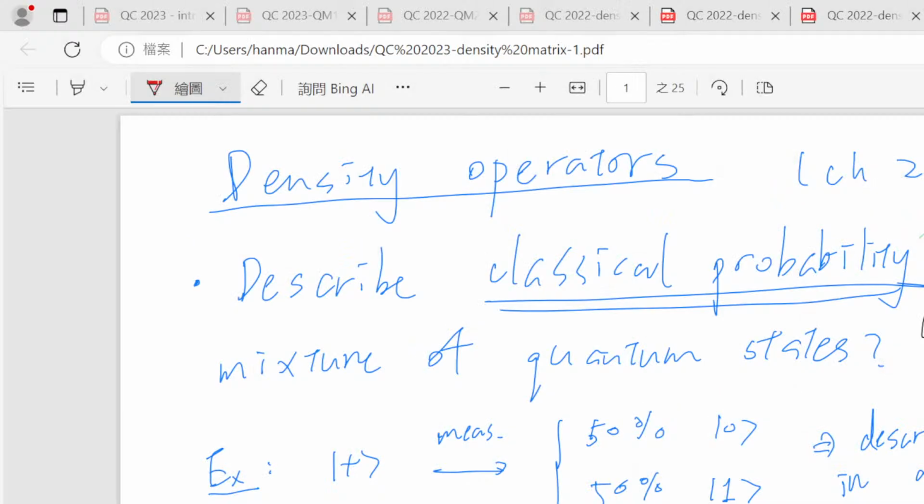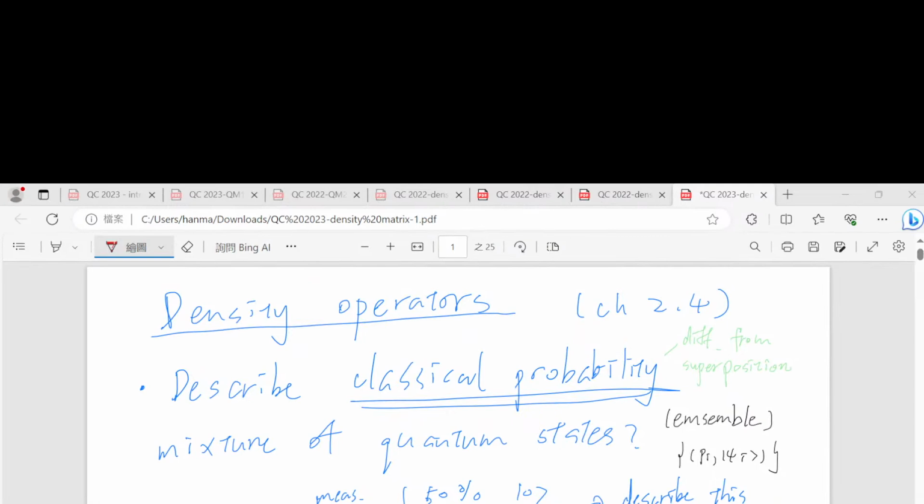Let's see. Density matrix and so this. Which profile? Anyway, QC and Y.